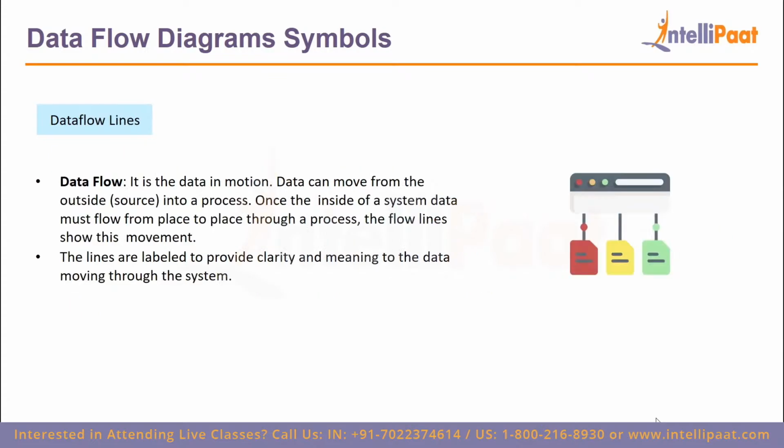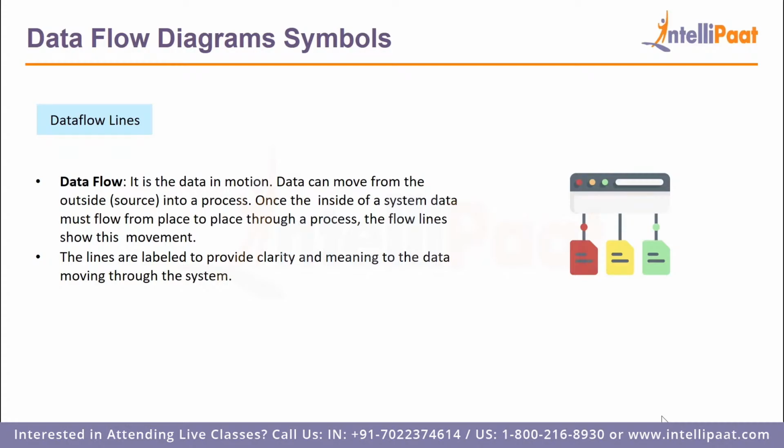Then finally, coming to the data flow lines, it is the data in motion. Data can move from the outside, or you can say the source, into a process. Once inside the system, data must flow from place to place through a process. The flow lines show this movement, and the lines are labeled to provide clarity and meaning to the data moving through the system.